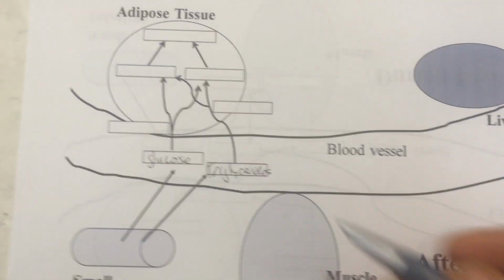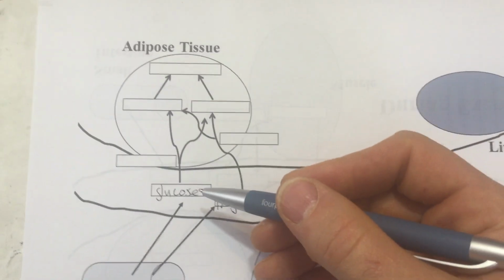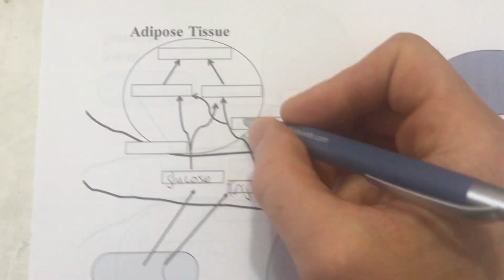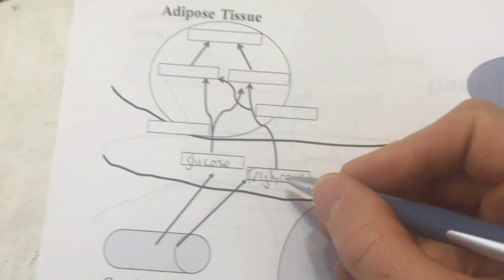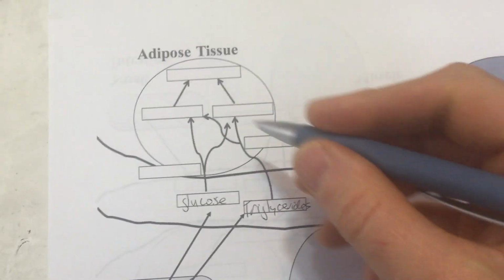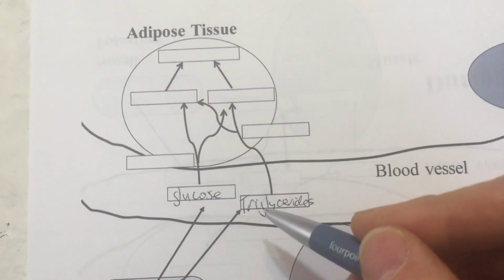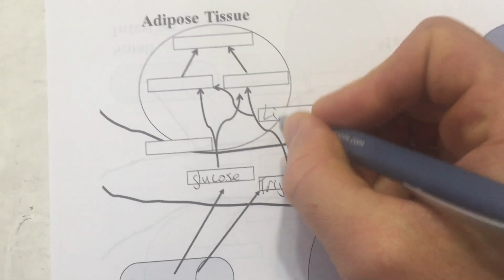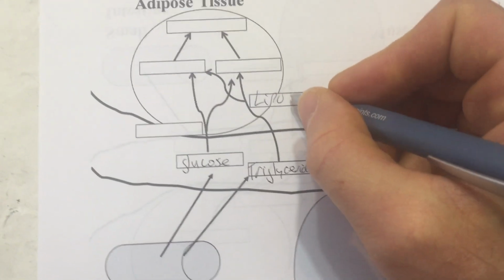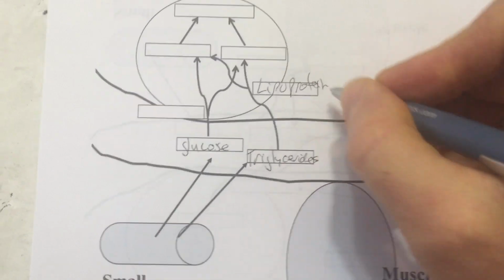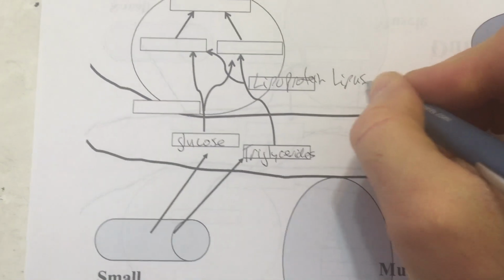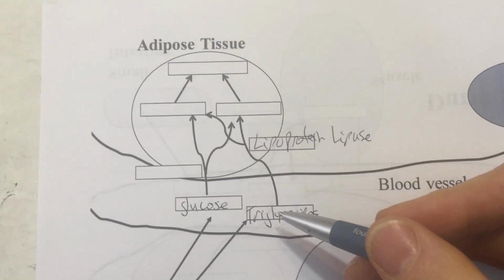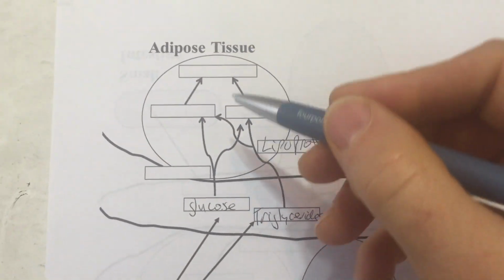So once your triglycerides and your glucose are in your blood and they're trying to get into the adipose tissue, you need an enzyme here that breaks down the triglyceride to get across the membrane of the adipose tissue. The triglyceride is too big to get across the membrane. So there's an enzyme in here called lipoprotein lipase, and that helps to break down the triglyceride into smaller components so it can get past this membrane.